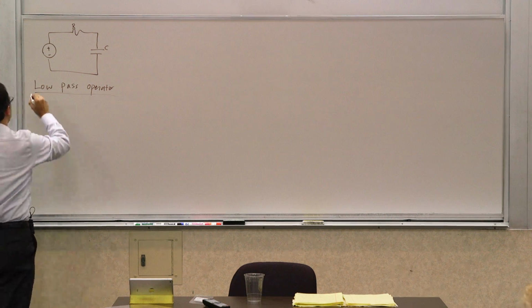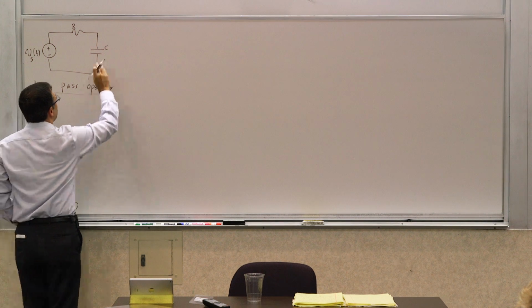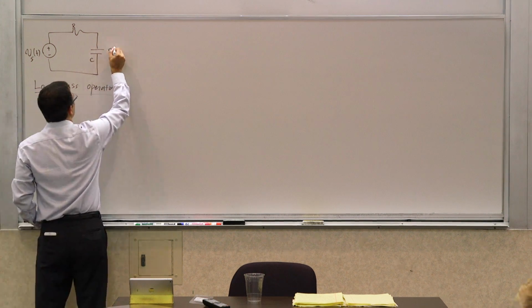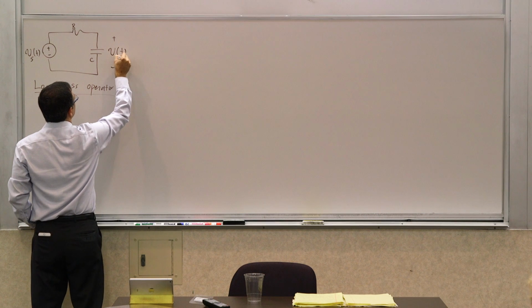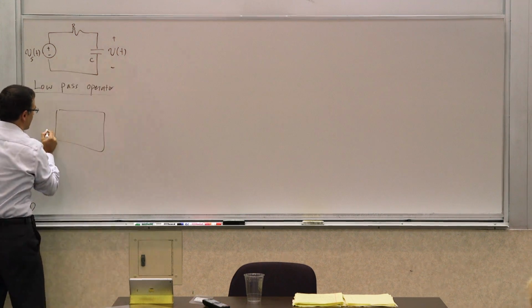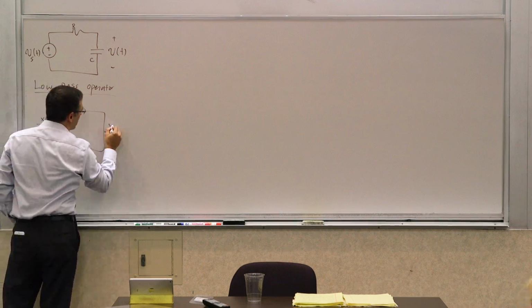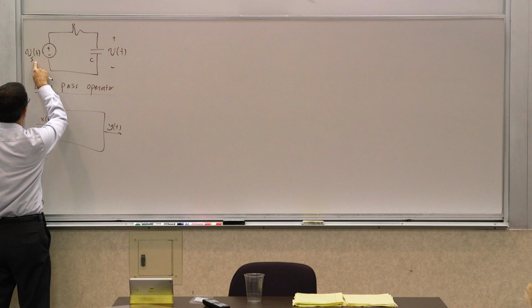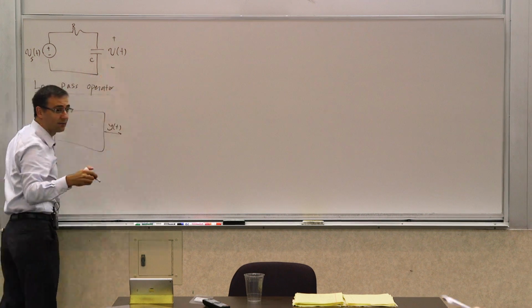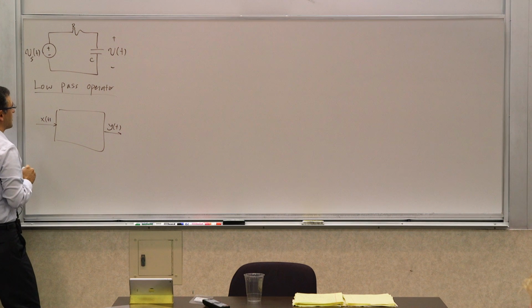Now, if you think about this, there is some source here, Vs of t. And let's say we are interested in the voltage, so let's call this voltage V of t. If this is the input, that's the output. There's another way to think about this, as a system, with an input x of t and an output y of t, where x of t is Vs of t and y of t is V of t. And the system is doing whatever it's doing.